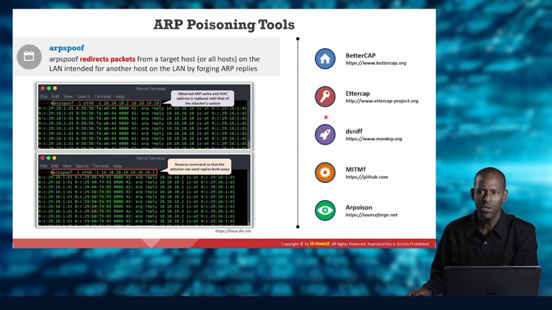Mostly, though, we'll be using tools like BetterCap and EtherCap. Both BetterCap and EtherCap are very, very useful tools for man-in-the-middle attacks. And one of the first steps in a man-in-the-middle attack is ARP poisoning. So both will have ARP poisoning as one of their major capabilities. They're very, very good at it. There's DNS Sniff, man-in-the-middle, MITMF, ARP poison, and others. But yeah, I would recommend for ARP poisoning BetterCap and EtherCap.